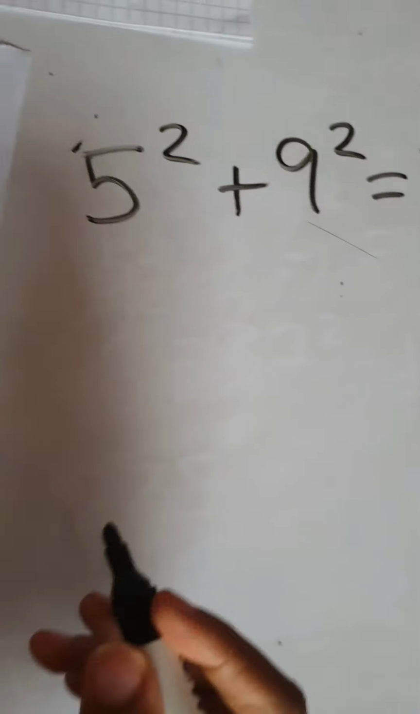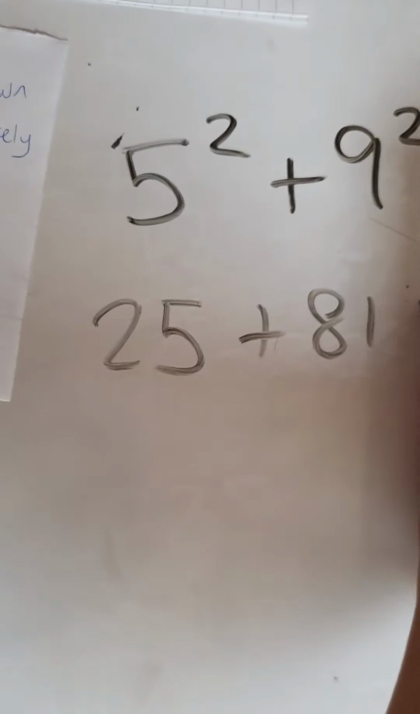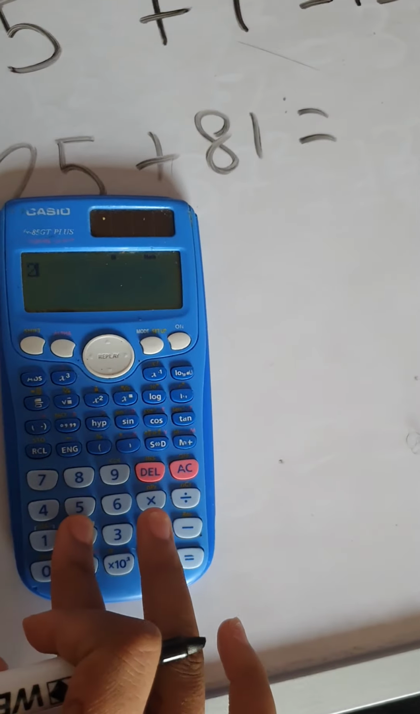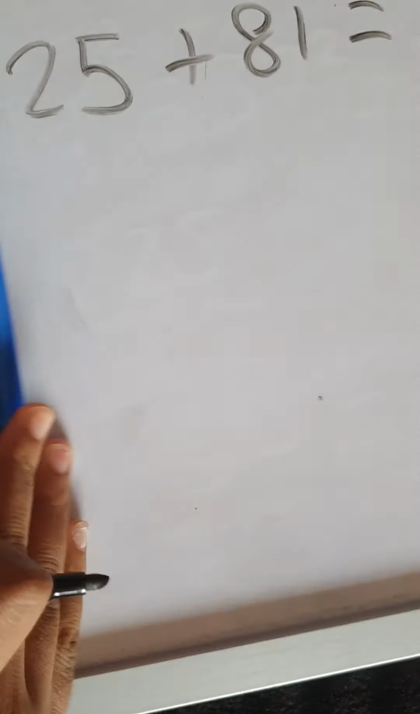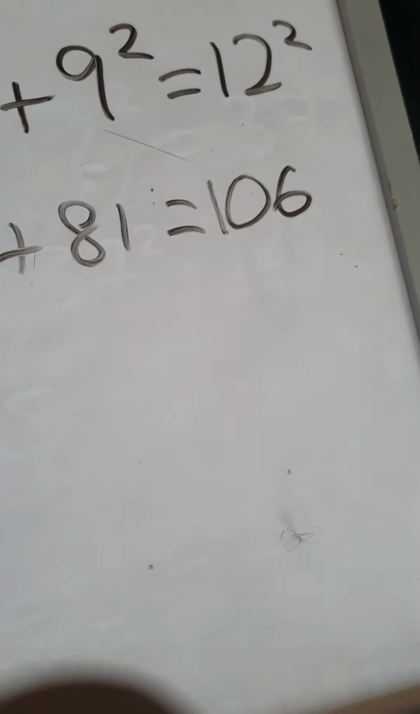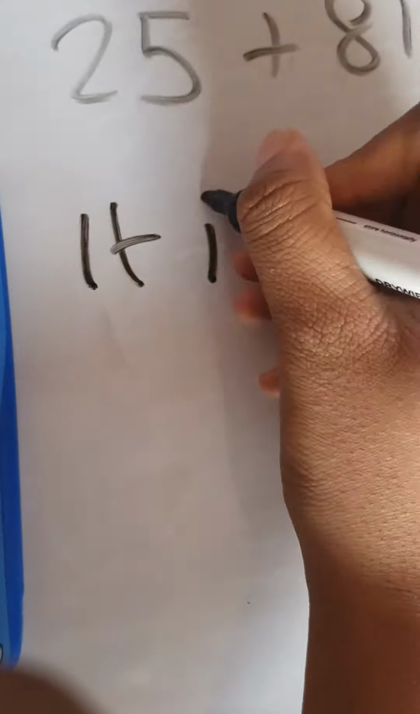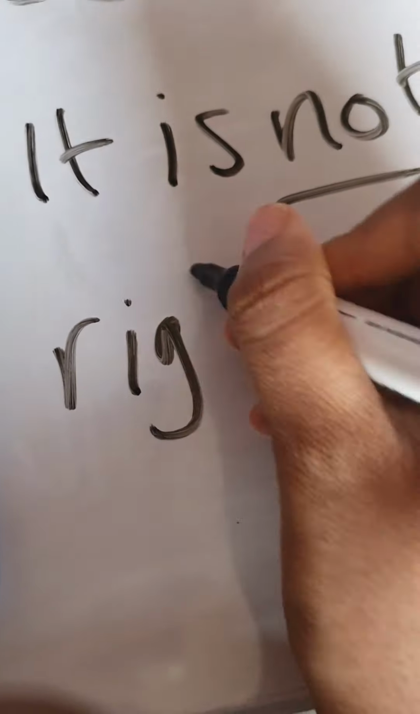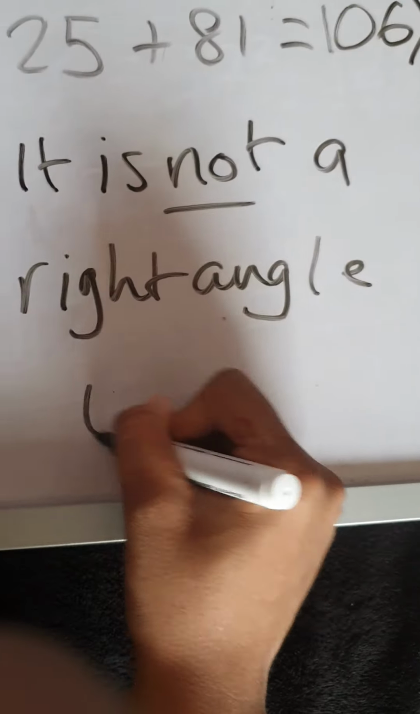Now let's try it. 5 squared is 25. 9 squared is 81. What is 25 plus 81? For those of you who want the calculator, 25 plus 81 equals 106. Is 106 12 squared? No. So it is not a right angled triangle.